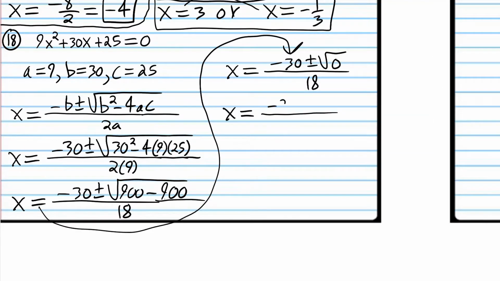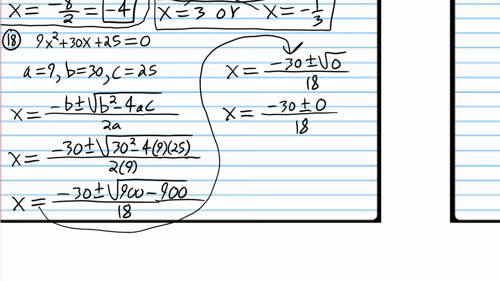So we have -30 plus or minus the square root of 0, which is 0. And -30 plus 0 would just be -30, and -30 minus 0 would just be -30. So you're going to get the same answer no matter what.